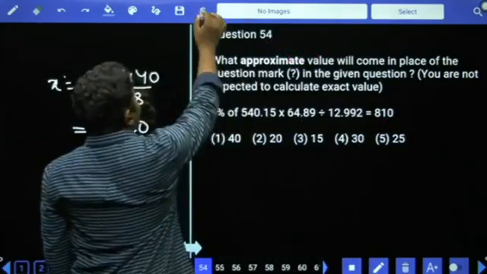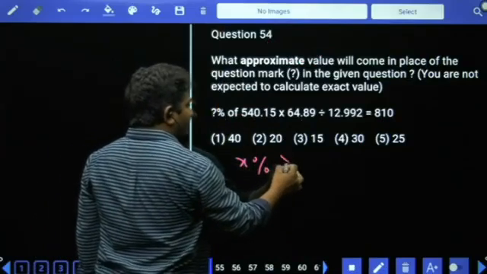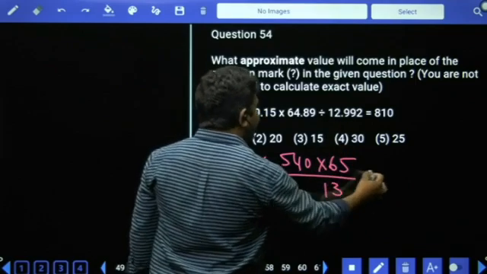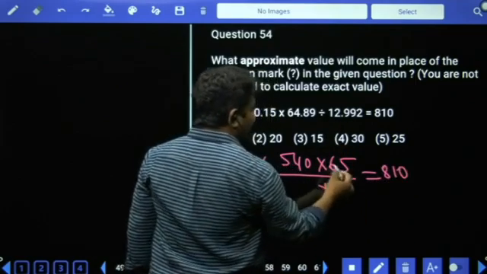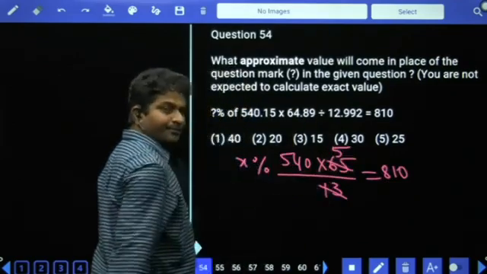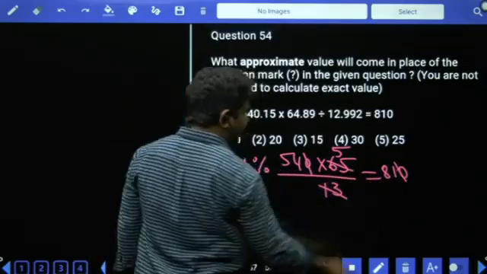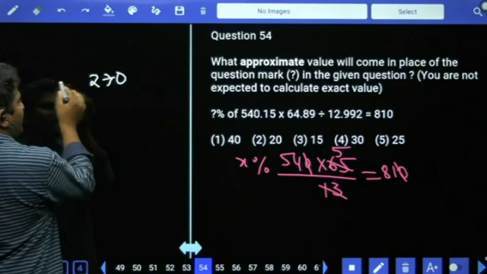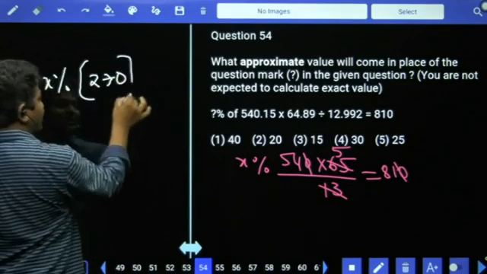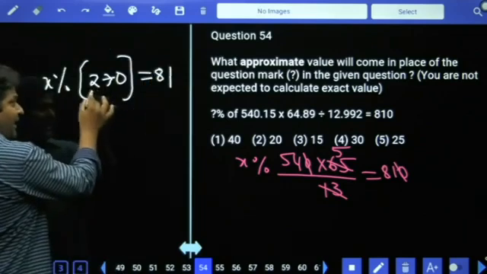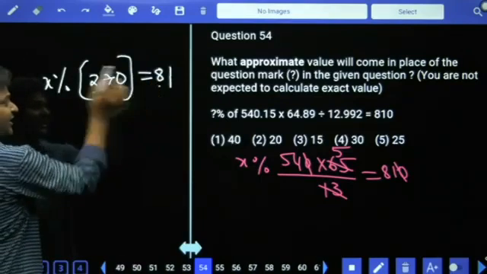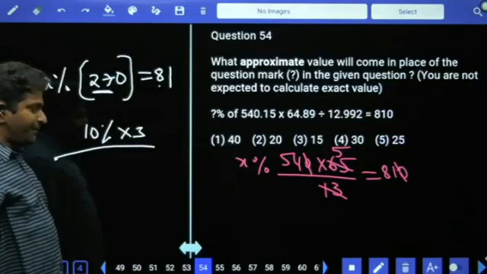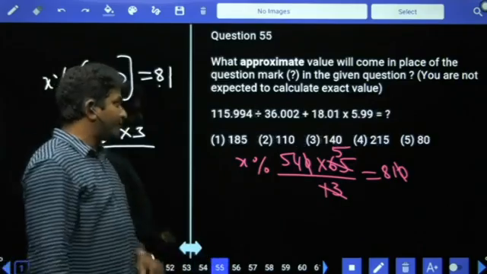Now x percentage of 540 into 65 divided by 13 is equal to 810. 13, 5 times we have. 0, 0 gets cancelled. 54 5 times is equal to 270. Now with respect to 270, what percentage of 270 is equal to 81? 10 percentage is 27. 27 3 times is 81. That means answer is 10 percentage into 3, that is equal to 30 percentage. Fourth option is our answer.